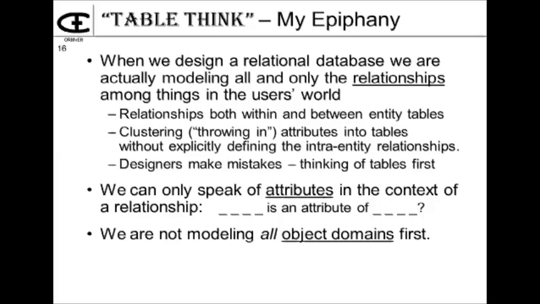This was my epiphany. When we design a relational database, we are actually modeling all and only the relationships among the things in the user's world. We are only modeling relationships, both within and between entity tables. We can put it in the entity table if it's a functional dependency.